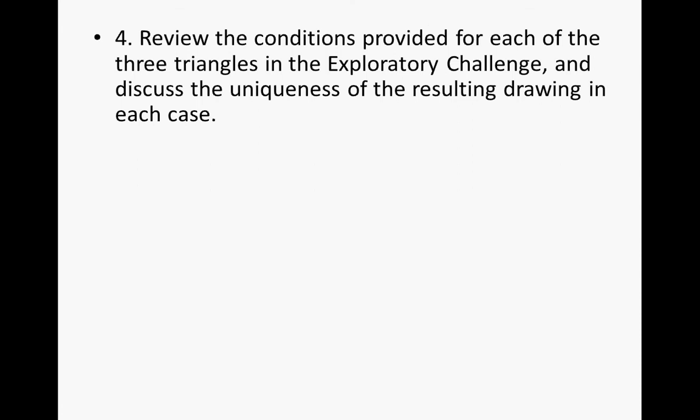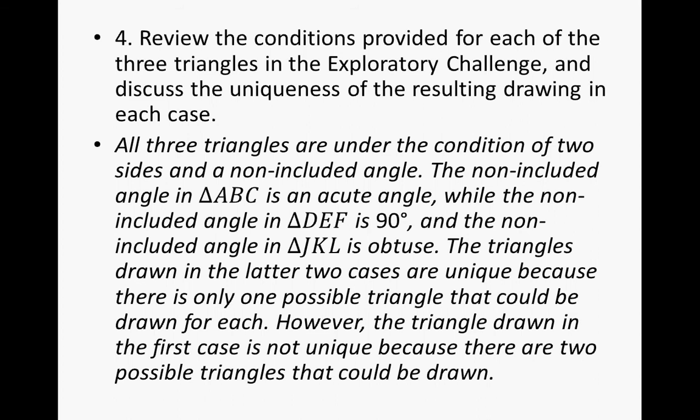So review the conditions provided for each of the 3 triangles in the Exploratory Challenge and discuss the uniqueness of the resulting drawing in each case. Well, all 3 triangles are under the condition of 2 sides and a non-included angle. The non-included angle in ABC is an acute angle, while the non-included angle in DEF is 90 degrees and the non-included angle in JKL is obtuse. The triangles drawn in the latter 2 cases are unique because there's only one possible triangle that could be drawn for each. However, the triangle drawn in the first case is not unique because there were 2 possible triangles that could be drawn.